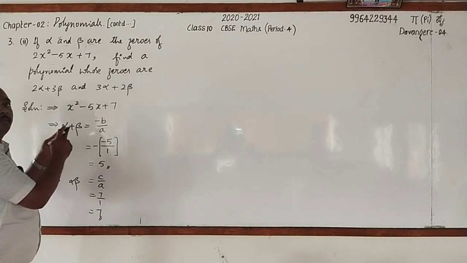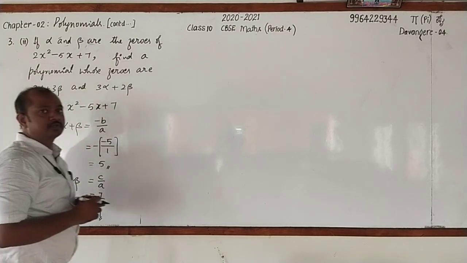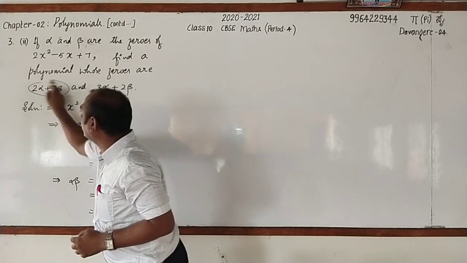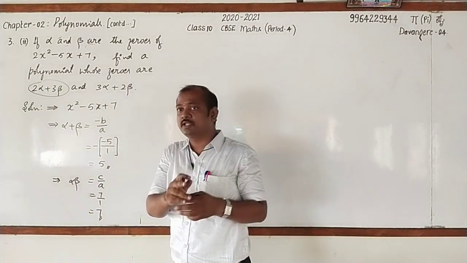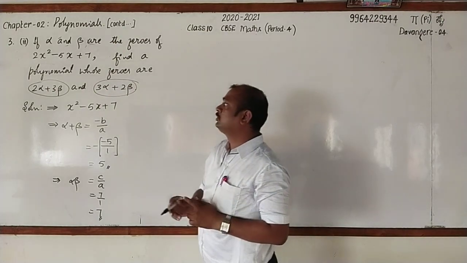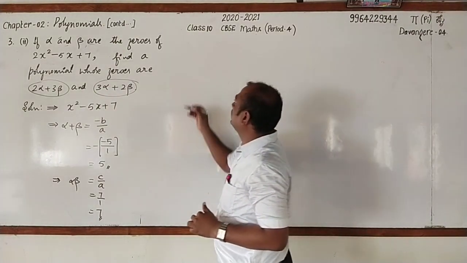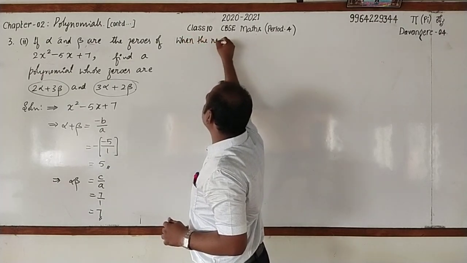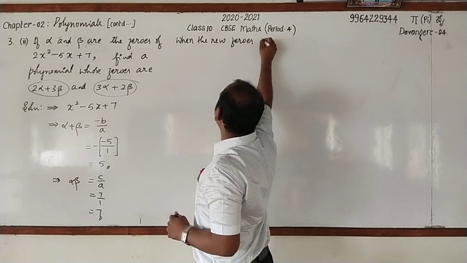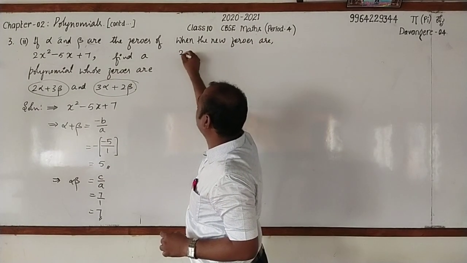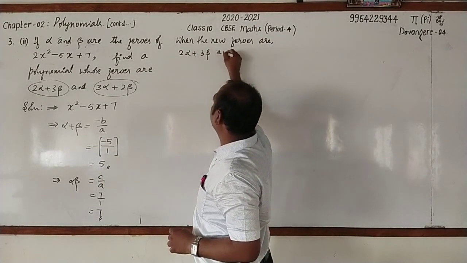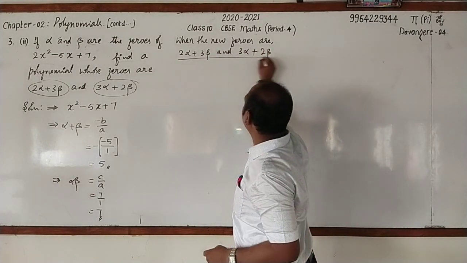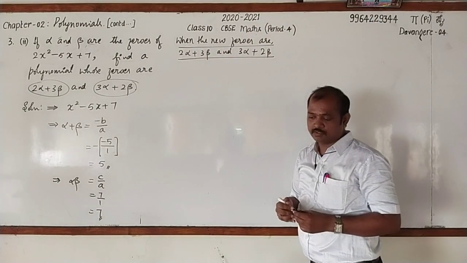This is about the given zeros with the given polynomial. Now we are going to form new polynomial when new zeros are given. Could you tell what are the new zeros? Yes, you are right. They are 2 alpha plus 3 beta is one zero and another new zero is 3 alpha plus 2 beta. Here I am going to write when the new zeros are, what are those? 2 alpha plus 3 beta and 3 alpha plus 2 beta. I am going to highlight that by underlining them.